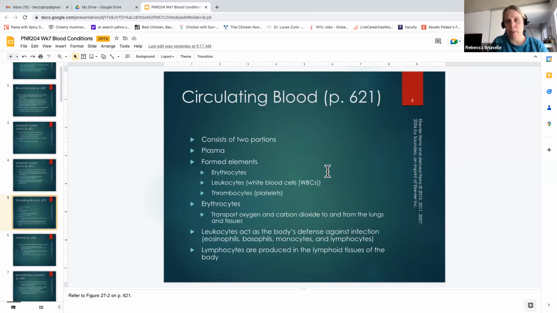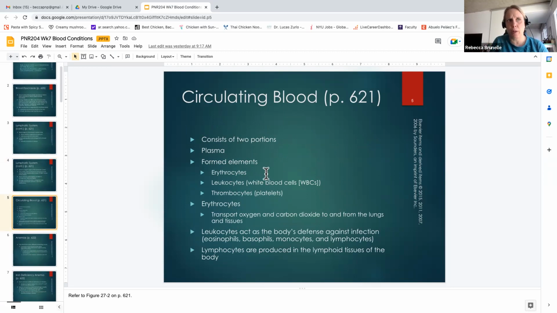So when we talk about blood, we talk about 2 main components. There's plasma, and then there's what's called the formed elements. Plasma is mainly water. It also includes things like albumin, gamma globulin, different proteins, and hormones. And then the formed elements are the different types of blood cells that you think about.